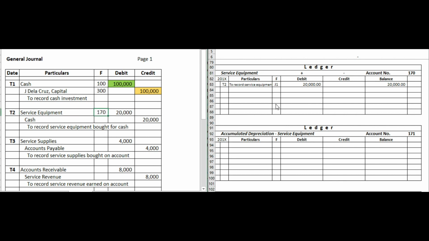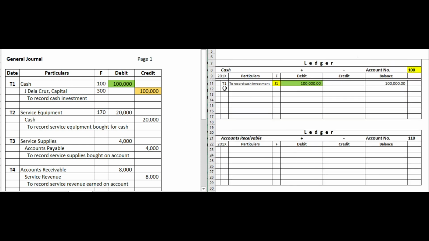Okay? Cash. So, nagbayad tayo sa transaction. Punta tayo sa cash. Balik tayo kay cash, transaction 2. Explanation, GJ1. Debit, credit. Since nandun siya sa credit, i-credit natin si cash, yung 20,000. Balance, 80,000. 100,000 minus credit of 20,000, 80,000. Okay. Later on, ma-appreciate nyo kasi balance yan.